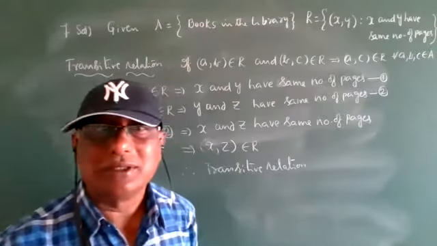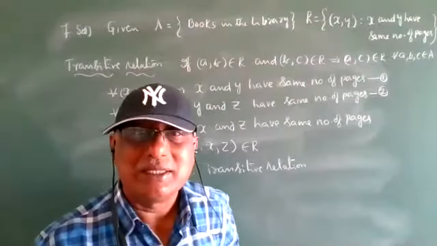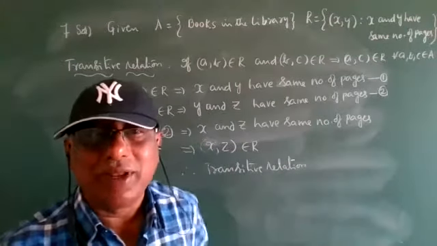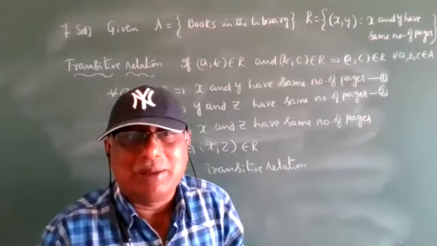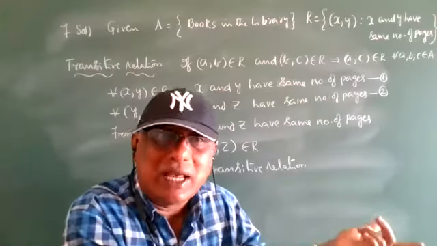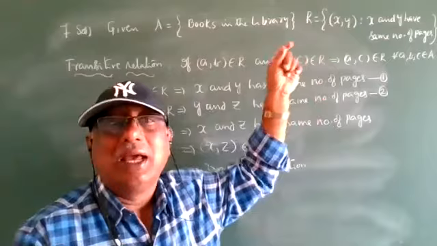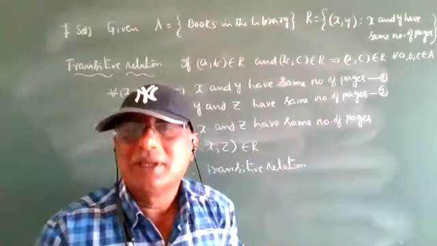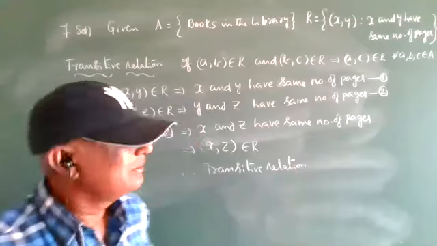Not only 2 books. So here X comma Y means X book and Y book have the same number of pages. Next ordered pair you can write, Y and Z have the same number of pages. This is the representation in set builder form. Okay, now?